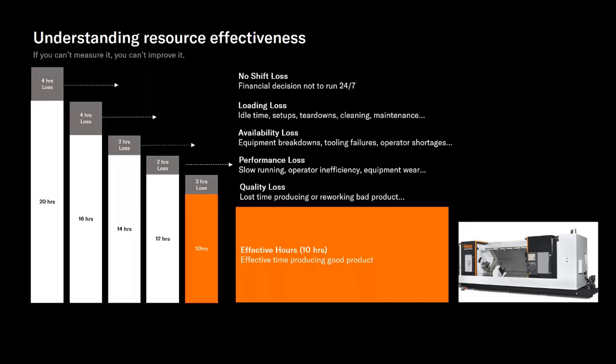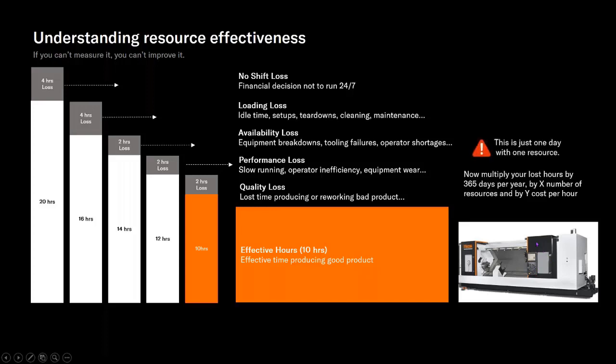Trying to put these losses in perspective, they can be substantial, especially when you consider that this example is only considering one machine for one day. So if we say that this machine's hourly rate is $35, and we multiply by the lost hours, we now lost $490 in just one day.